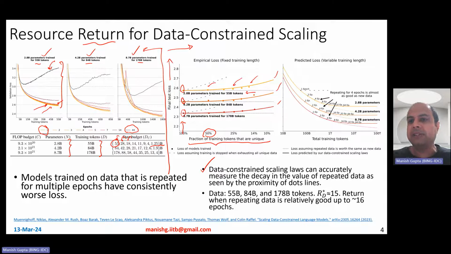Okay. Now, this last plot is actually super interesting. What does it say? So on the x-axis, you have total training tokens. On the y-axis, you have final test loss, right? So the lower the loss, the better, of course. And you have 3 curves for 2.8 billion parameters, 4.2 billion parameters, 8.7 billion parameters, right? Of course, you could do 1 epoch, or you could do several epochs on the overall data. So 55 billion tokens, 2.8 billion parameters, I do 1 epoch, I get this kind of loss. If I do two epochs on top of it, I get that kind of loss, much lower, which is good, because if I repeat the data, it's not that I don't decrease the loss, I decrease the loss.